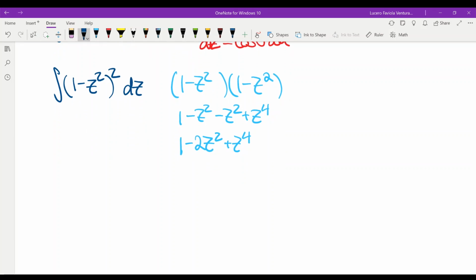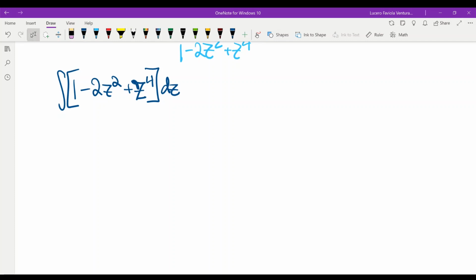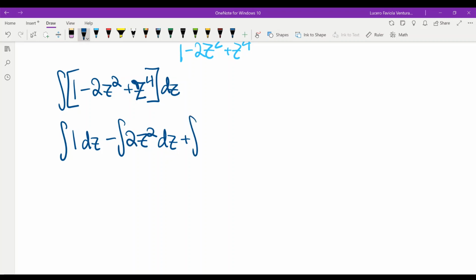And then we'll plug this into our function and rewrite it. So we get the integral of 1 minus 2z squared plus z to the 4th power dz. And now I'm going to expand this function just so that we know what we're doing and working with. So we get the integral of 1 dz minus the integral of 2z squared dz plus the integral of z to the 4th power dz.